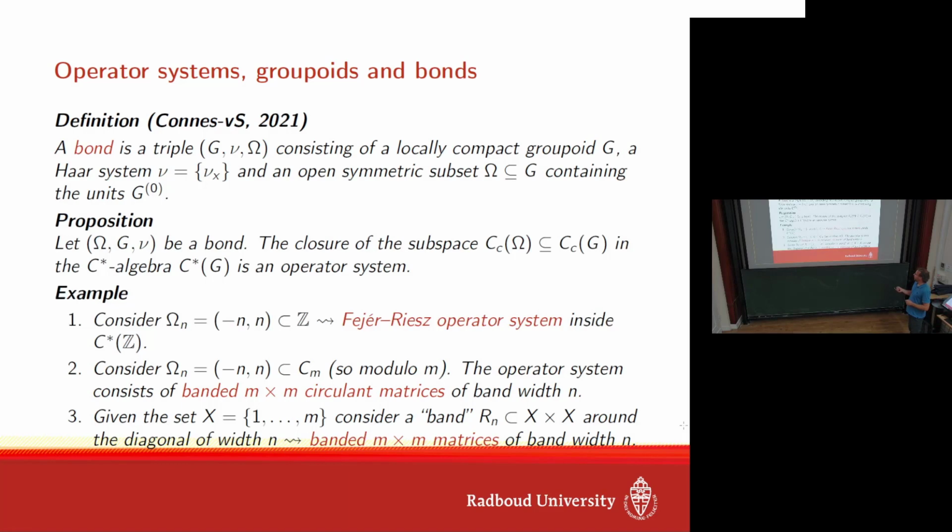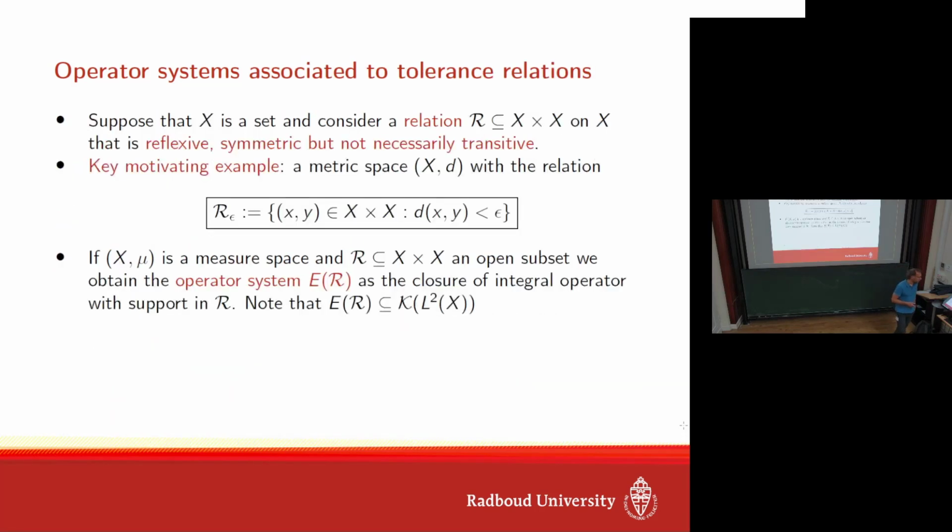And this actually will be a crucial example because it will allow me to understand the general case of this tolerance relation, because it will be of that type. Okay, so take a set X and a relation. So you may forget about groupoids if you are not comfortable with that. So you just take a relation R in X times X, and if you are, then this is the pair groupoid. It's reflexive, symmetric, but not necessarily transitive.